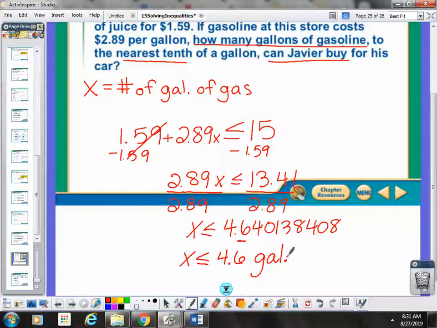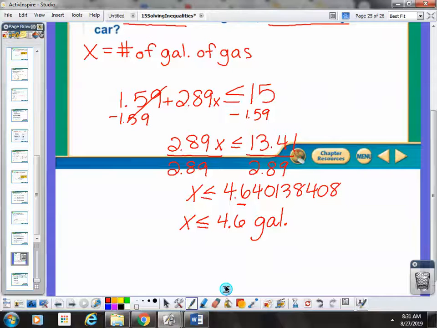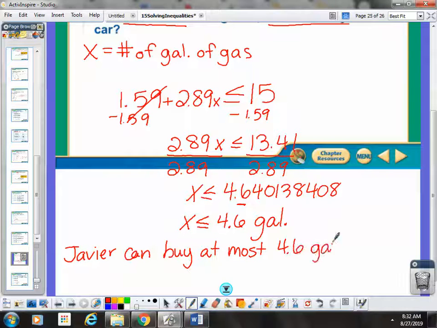All right, so I do want to make sure we answer this with a sentence. It said how many gallons of gas can he buy? Javier can buy at most 4.6 gallons of gas. We always want to wrap up a word problem with a sentence summarizing our findings. Javier can buy at most 4.6 gallons of gas. Let's try one more.